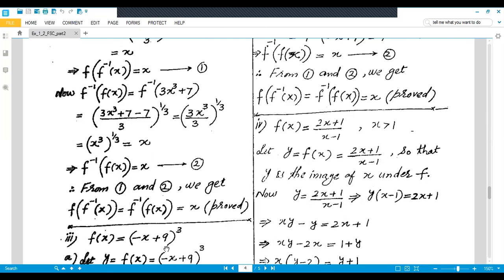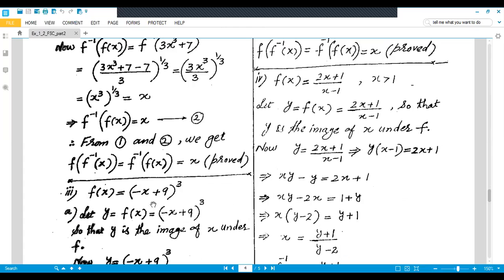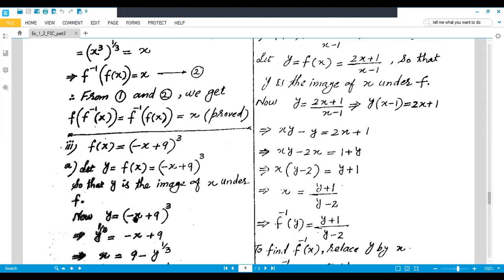In the third part, you are given f of x equals (minus x plus 9) whole cube. Suppose f of x equals y, just like we did in the first and second parts. So y is equal to f of x, which is equal to (minus x plus 9) whole cube. That y is the image of x under f. Now from this equation, you have to find the value of x.